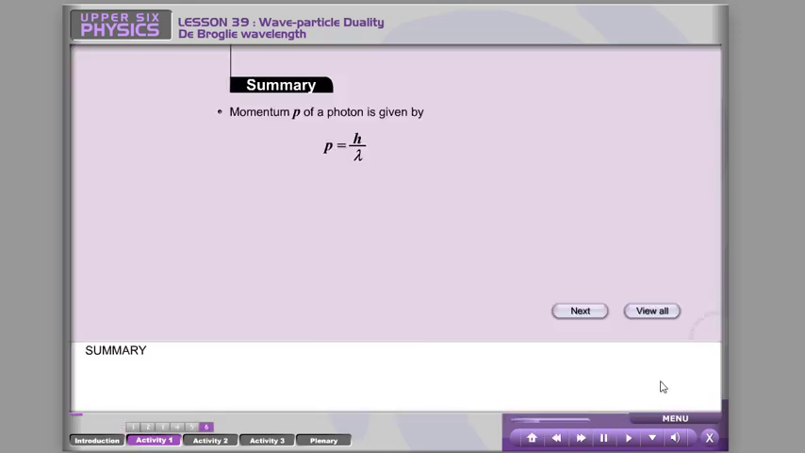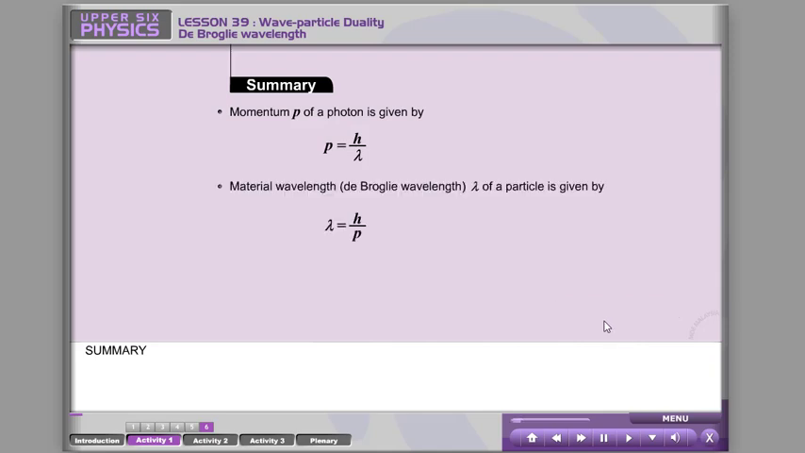Summary: momentum p of a photon is given by p equals h over lambda. Material wavelength, de Broglie wavelength, lambda of a particle is given by lambda equals h over p.